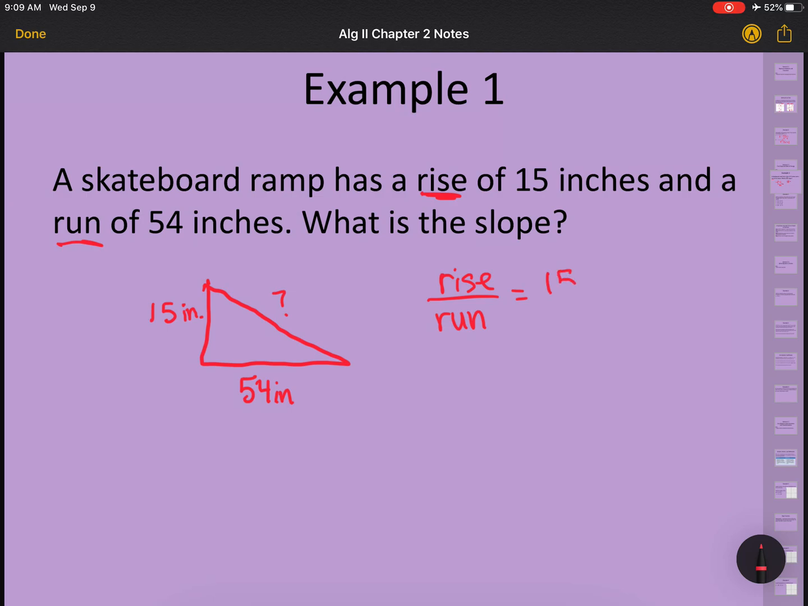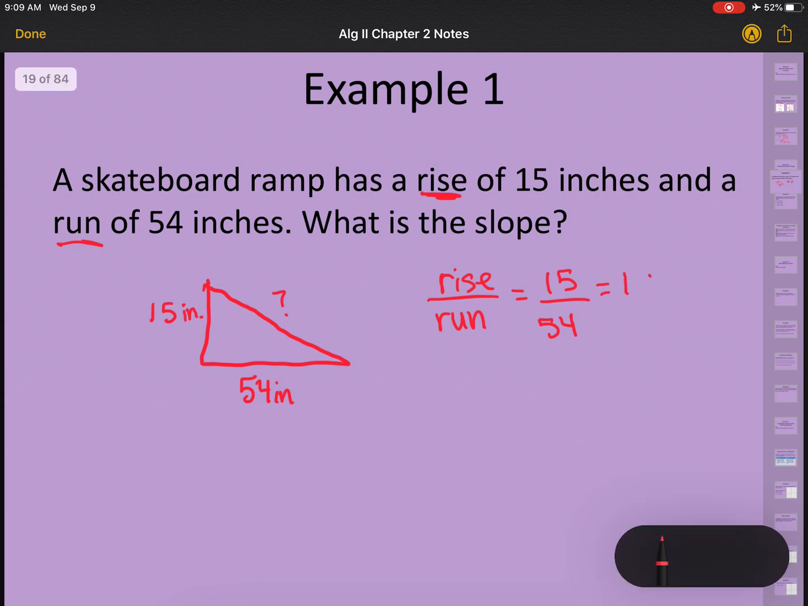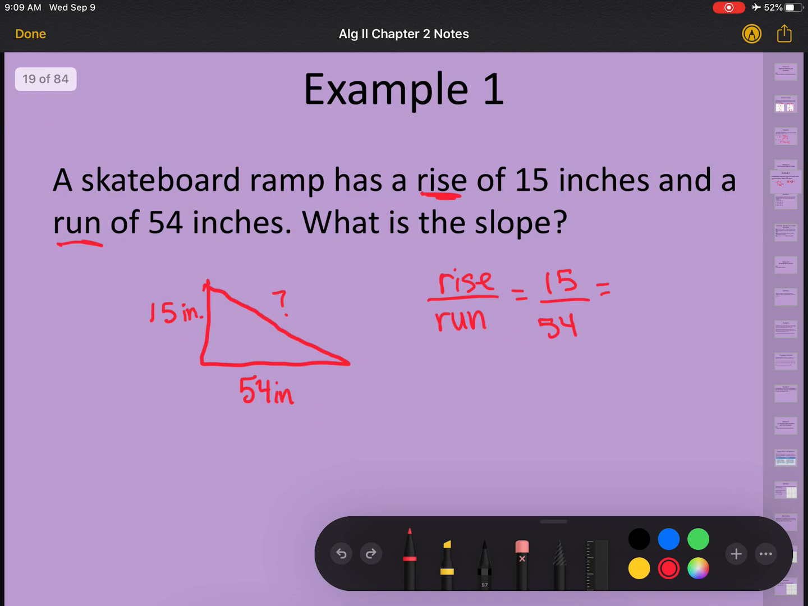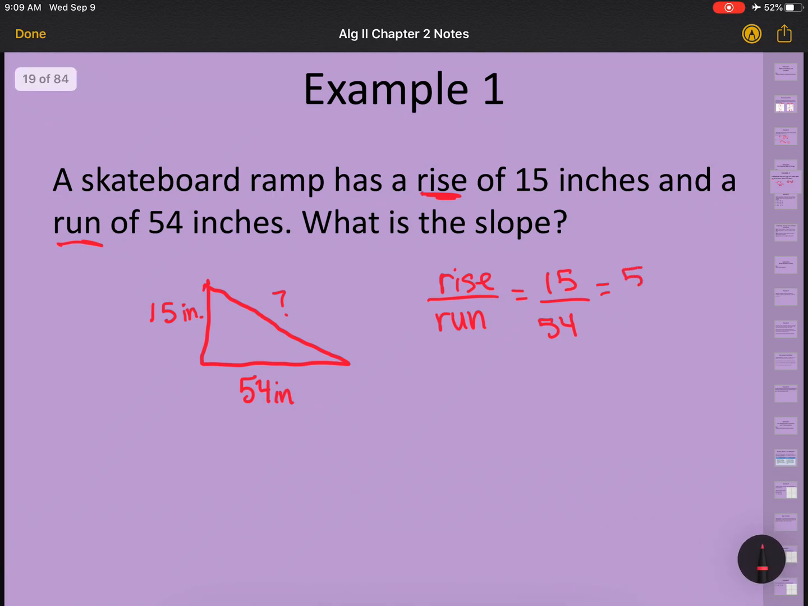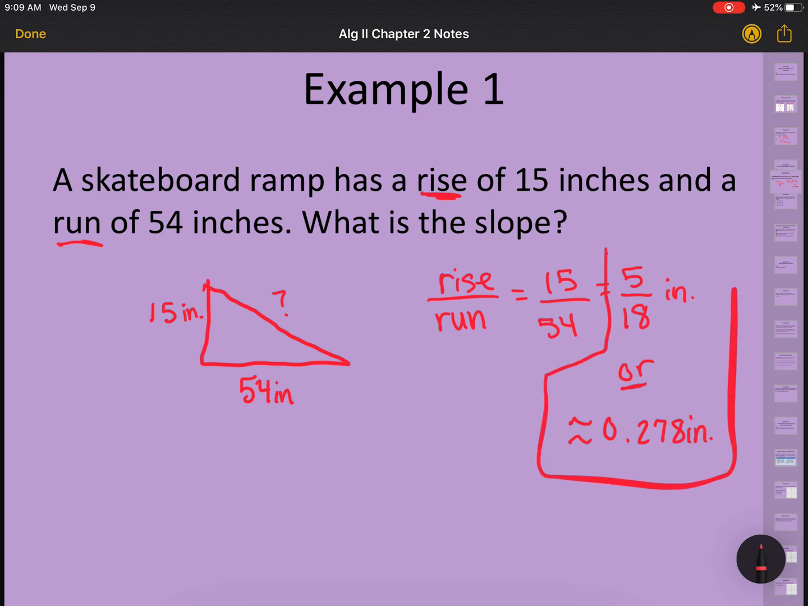So the rise was 15 and the run was 54. So 15 out of 54 reduces to 5 out of 18. And you could leave it like that in inches, or if you want that as a decimal, that's about 0.278 inches. So whichever one works. That is the slope of that skateboard ramp, which is pretty small for a slope.